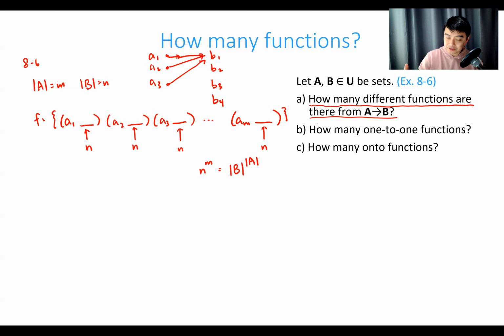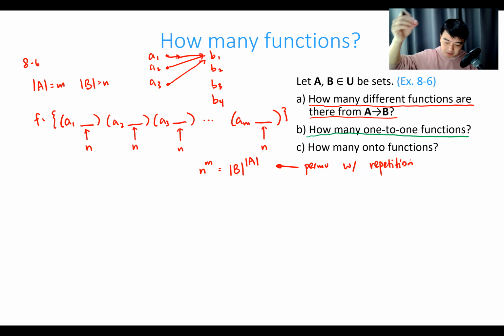All right, so that's how many functions. Well, what about the second part of this? And I'm going to use a different color here. The second part asks how many one-to-one functions are there? Oh, by the way, before we move on to the second question, let's identify what type of question this is. This is the same equation as our permutation with repetition, right? And it makes sense because we are placing the B's into the boxes that represent A's. So it's just like we have M boxes and all those M boxes can be filled with any of the N B objects. So this is a permutation with repetition.